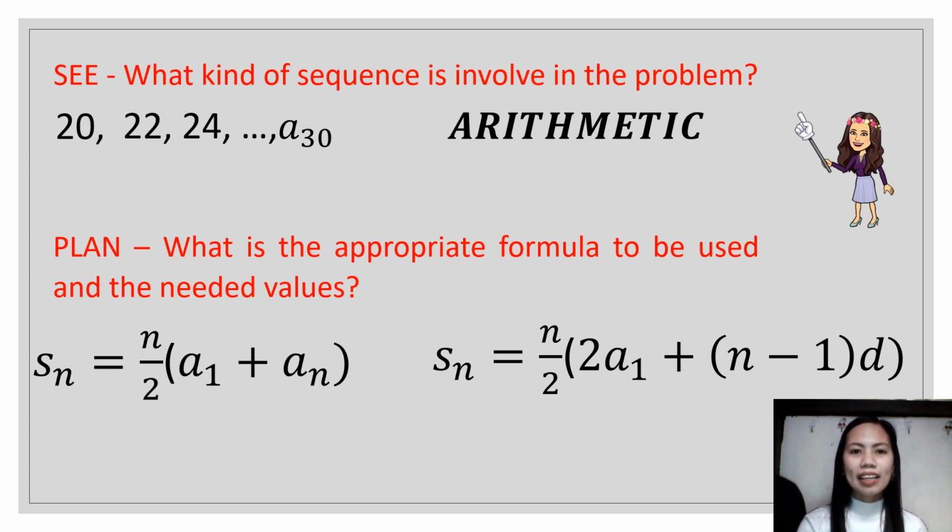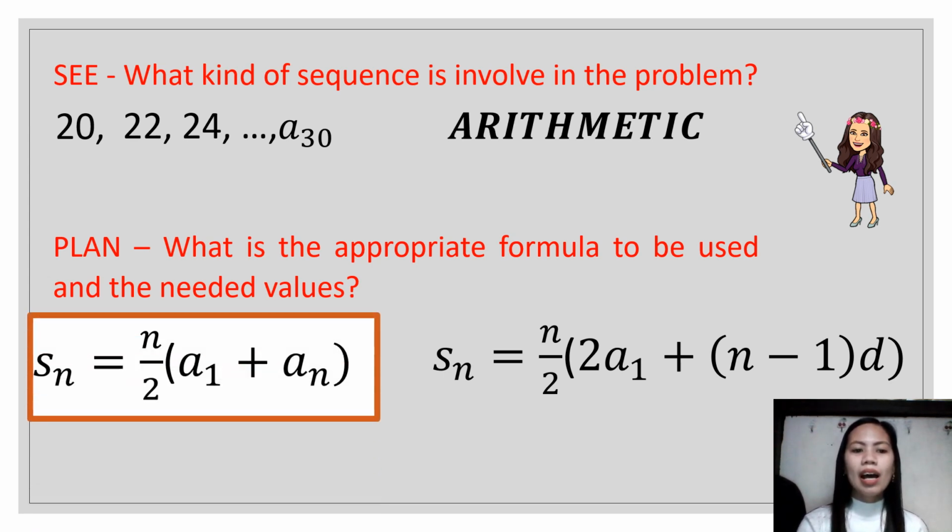Okay, ang gagamitin natin for this problem ay yung first formula, n over 2 times a sub 1 plus a sub n. Dahil dito sa sequence na to, alam na natin yung first term at alam na rin natin yung last term. So, ang given natin, yung first term is 20.